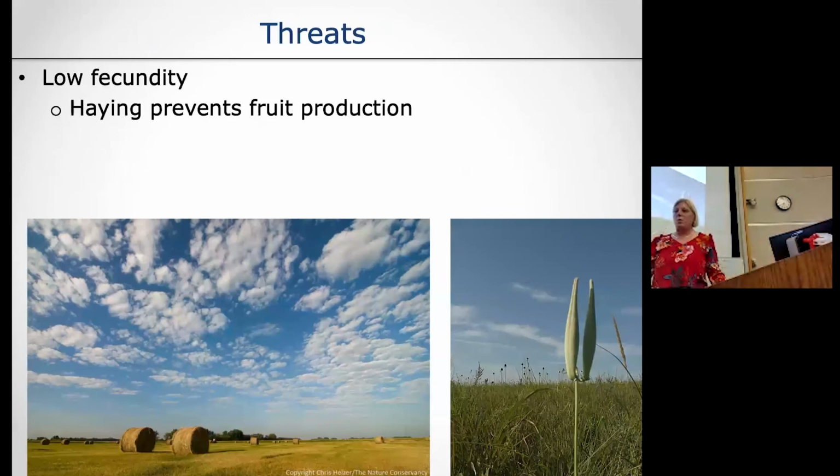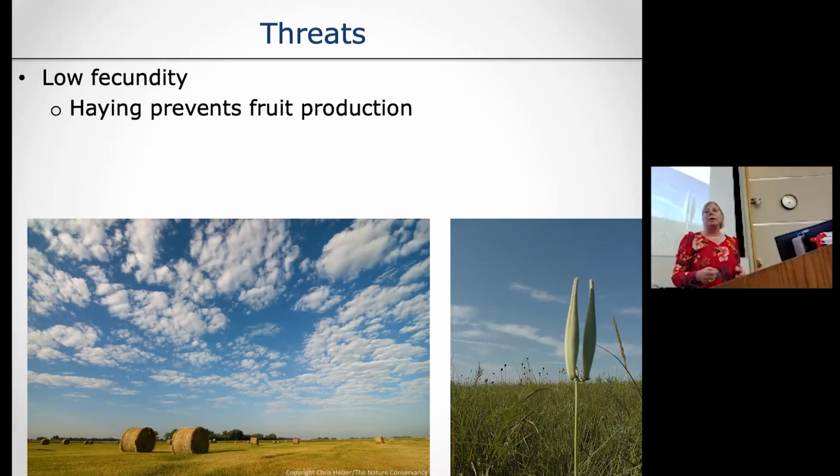But there's another reason why it is threatened, and that's because it has very low fecundity. One of the main ways to manage a tallgrass prairie is haying, and this usually happens in midsummer. But Mead's milkweed flowers in May, and then it takes like 3 to 4 months to produce seed pods. So you can usually collect the seed pods in like September. And so if you hay in midsummer, they essentially just cut the seed pods off and it doesn't reproduce.